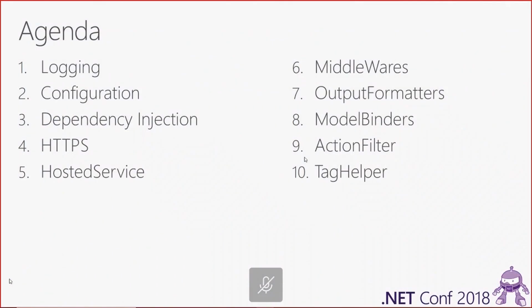That's the agenda for today. We have 10 different topics, and because I switch topics during the demos, it's okay to ask questions after the demo. The first topic is logging, how you customize your logging or add a custom logger. Then we go through configuration, dependency injection, HTTPS, and hosted services. What I really like about hosted services is doing something in the background. Then we go through middleware, formatters, model binder, and action filters. As you can see, we're going from the C# backend up to the view.